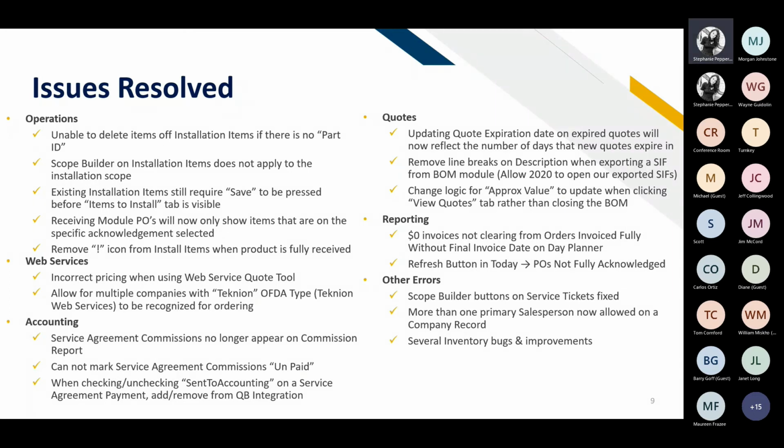Lastly, for operations, the exclamation mark on the calendar, on all your little install items that are stacked up on the calendar, there was a little bug there. We thought we had addressed it, but now it should definitely be addressed. When all your product is fully received, that exclamation point should definitely be removed. So it's a little reminder or a red flag, if you will, when something hasn't been fully received on that order. So if it's there, something hasn't been fully received.